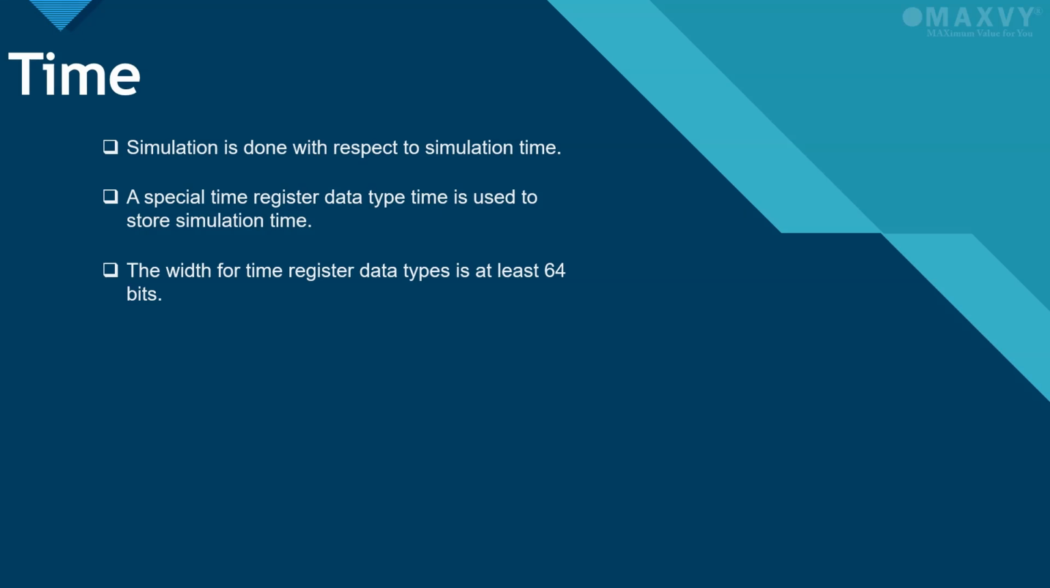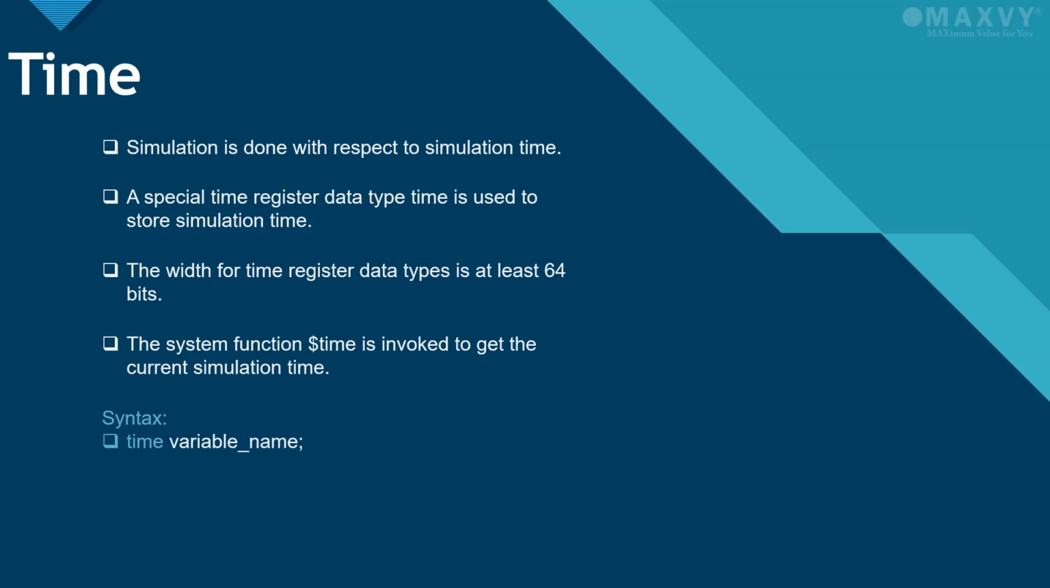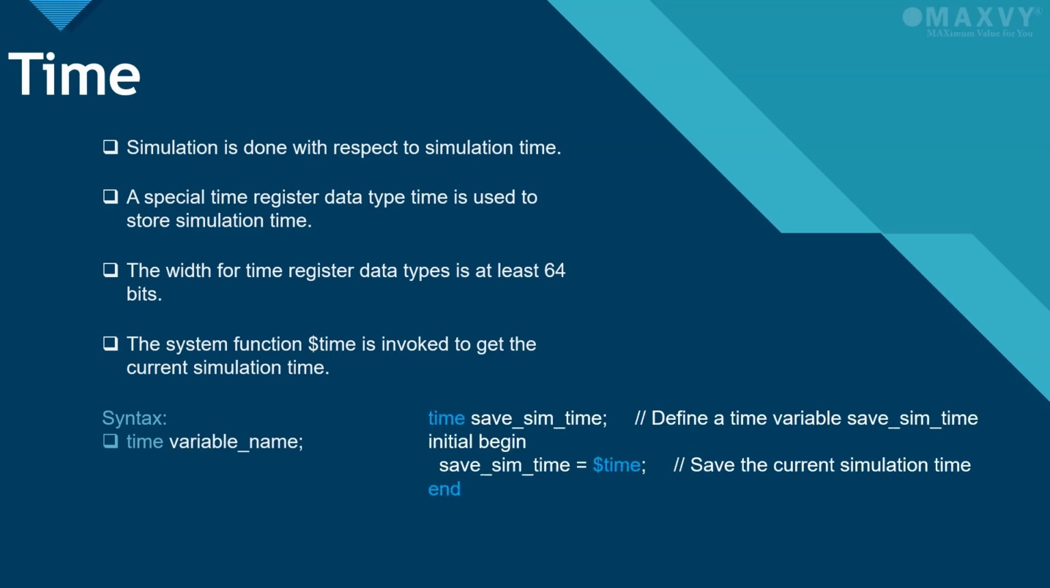To get the current simulation time, we use the system function $time. This function retrieves the current simulation time whenever you need it. To declare a time variable, use the syntax time variable name. Replace variable name with your chosen name for the variable. Here is a quick example of how you might use a time variable in your code. In this example, we declare a variable called saveSimTime. Inside an initial block, we assign the current simulation time to saveSimTime using $time.